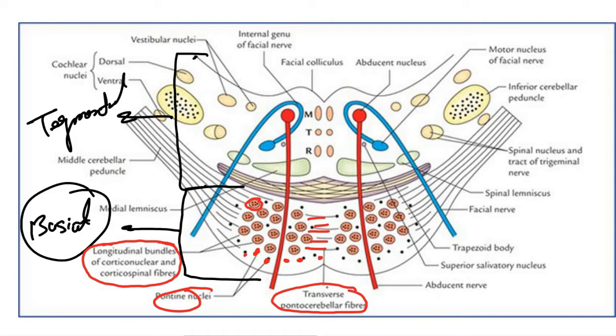What happens is that through the corticopontine fibers, the fibers from the cortex bring the information to the pons, and from the pons the fibers called pontocerebellar fibers take the information to the cerebellum. This is the main function here. That's all for the basilar part. It will be constant in the upper as well as the lower pons.